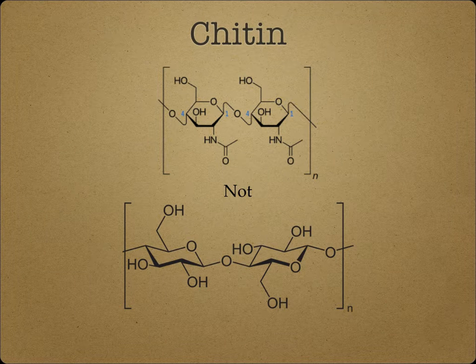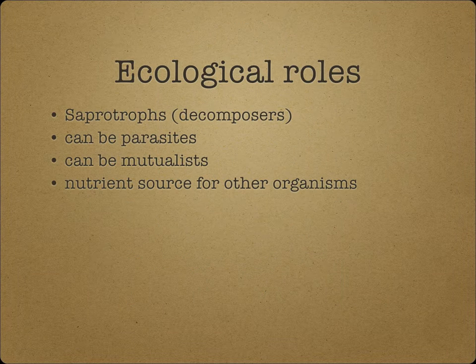Chitin is a fibrous substance consisting of polysaccharides and is the major compound in the exoskeleton of arthropods, i.e. beetles and other insects, and the cell walls of fungi.